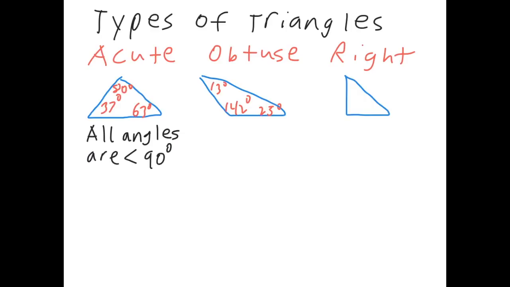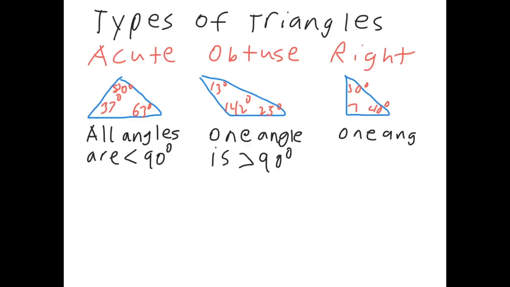An obtuse triangle is one that has exactly one obtuse angle. So, one angle is greater than 90 degrees. A right triangle has exactly one right angle. So, one angle is equal to 90 degrees.